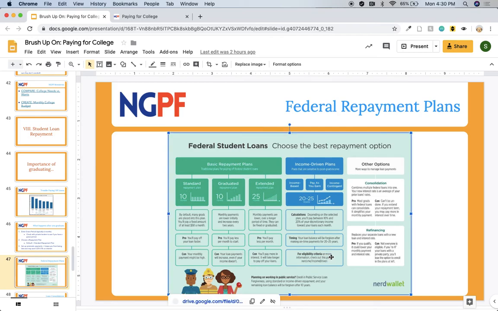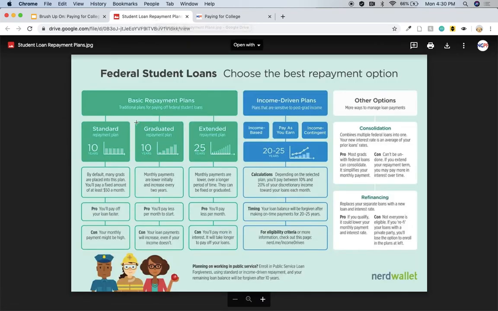So here's an infographic that breaks down all the different types of federal student loan repayment plans. And so like I said, by default, students are usually entered into the standard repayment plan, but there are lots of other plans here like graduated, extended, income-driven plans, lots of different options. So definitely take a look at this really awesome infographic by NerdWallet to compare these different options.